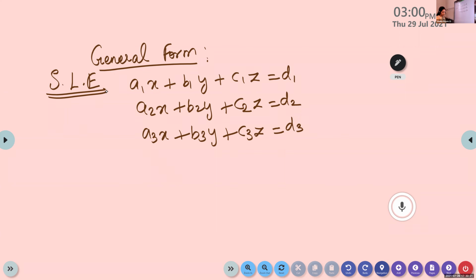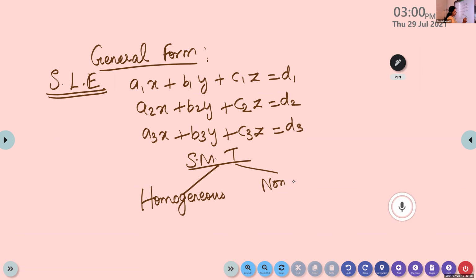Now the simultaneous linear equations, we are going to split into two types: homogeneous and non-homogeneous. A system of homogeneous linear equations or non-homogeneous linear equations.